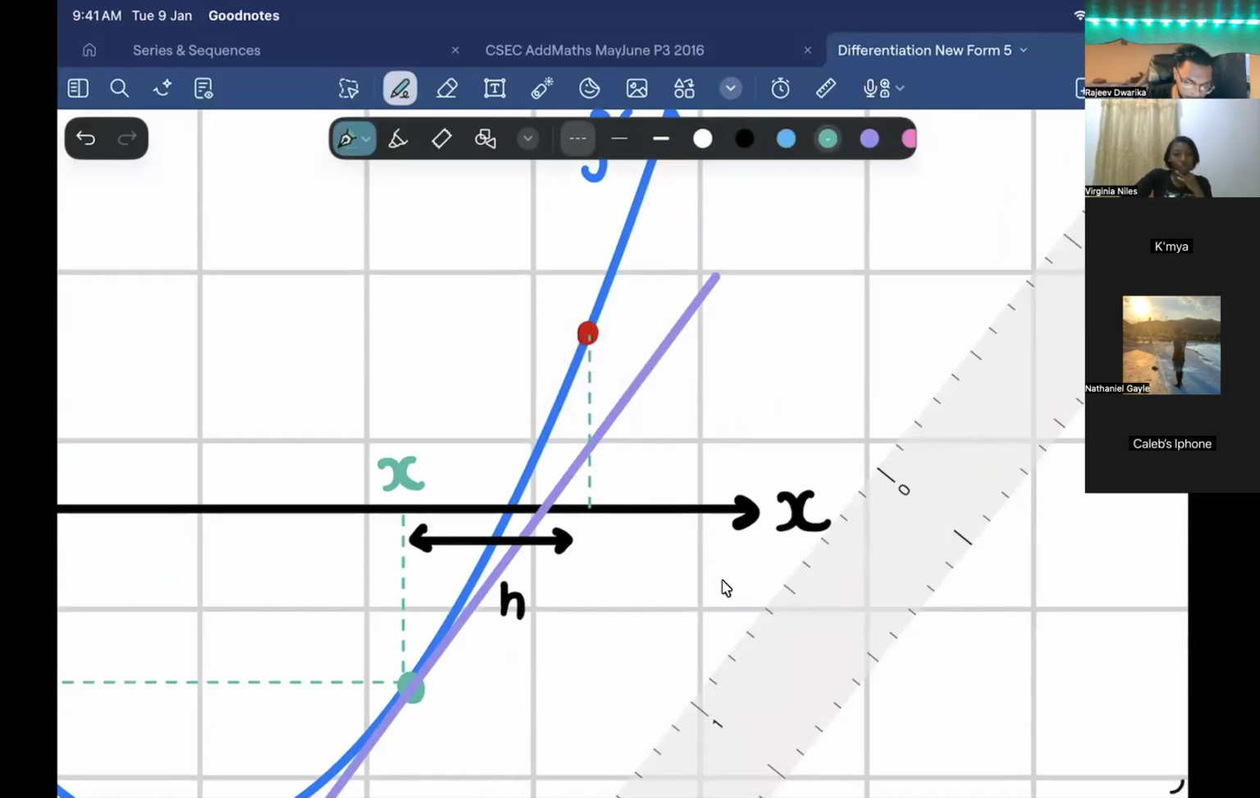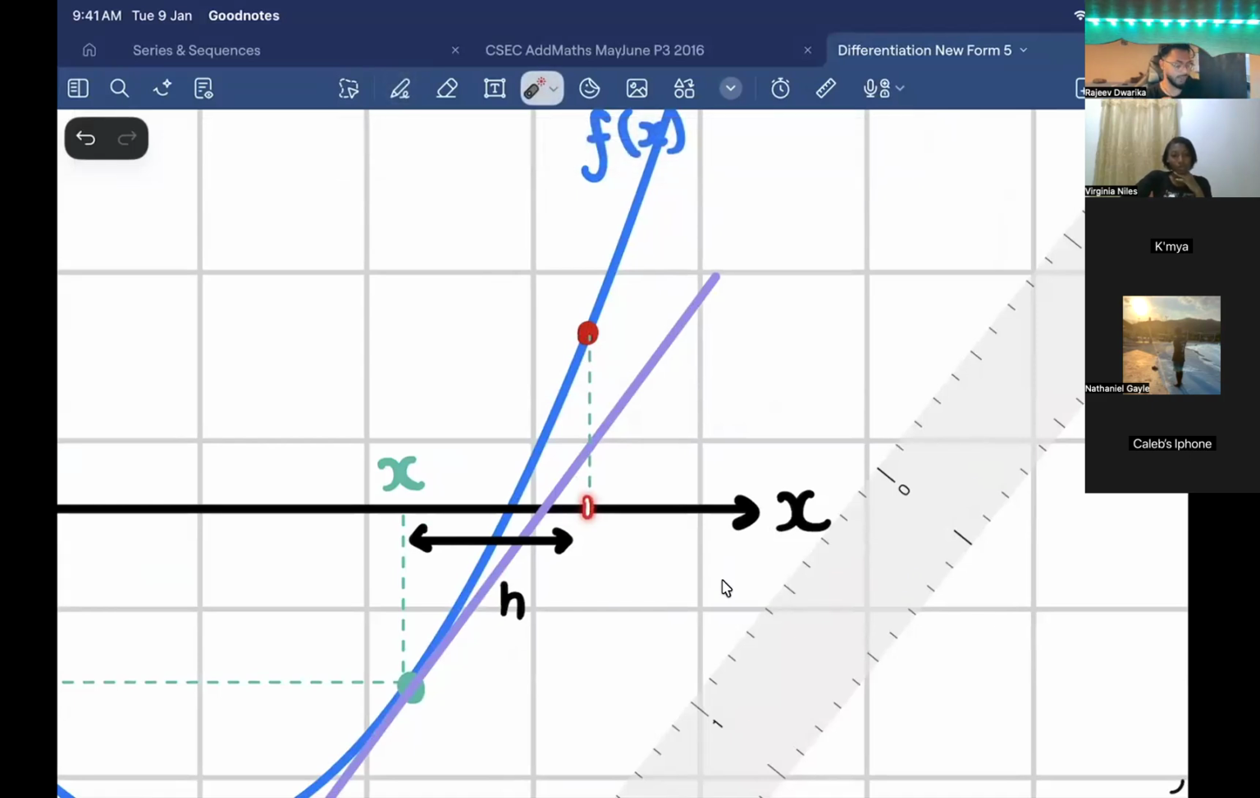Wait, sir. I'm talking about the x value. So if this is x and this is h, what do you think this would be? x plus h. Okay, if you're confused, here's what I was saying.